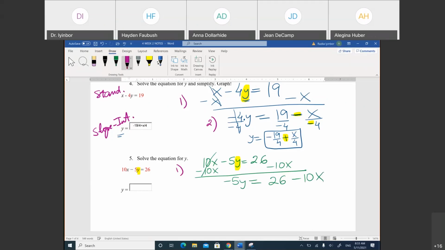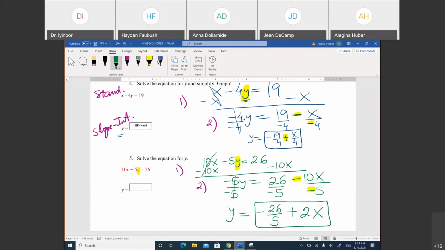And then the second step is to divide by the number in front of y. So divide by negative 5, negative 5, and negative 5. So that gives me 1y equals. Now 26 and 5 you can't reduce, so you're going to write it like this, negative 26 over 5. And again, negative and negative is going to be plus. Now 10 over 5, what is 10 divided by 5? 2. 2x. Okay? And this is what you're going to put in the answer box.